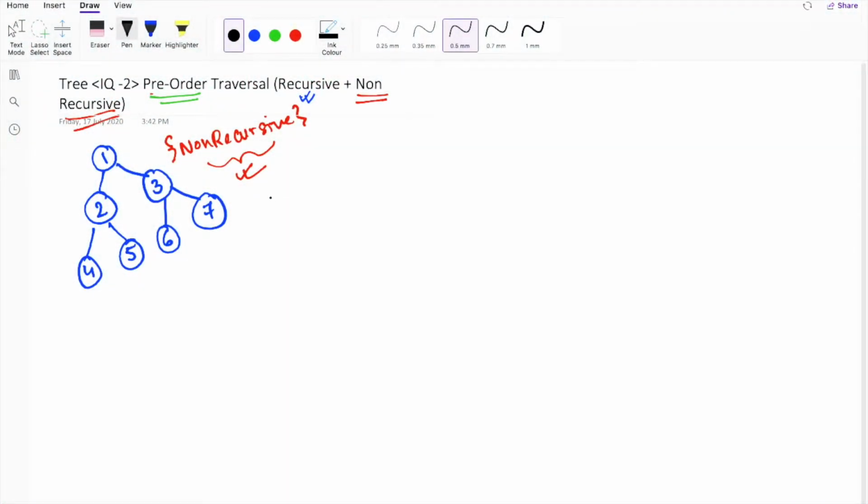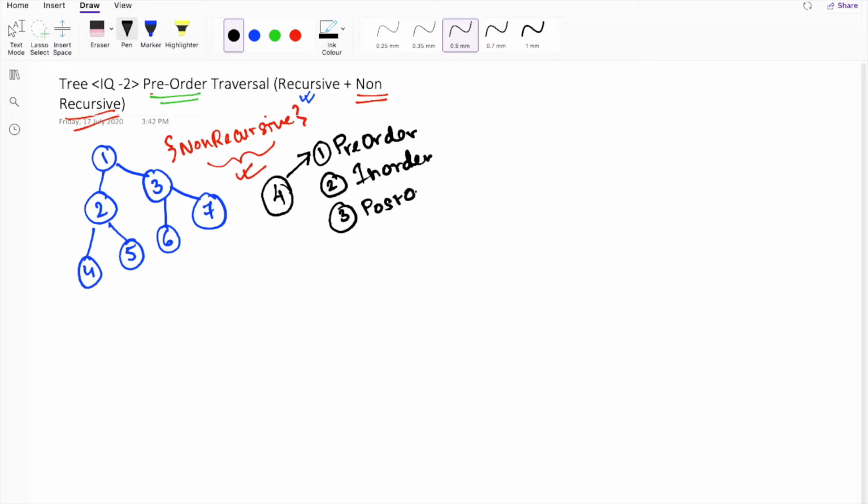In my last video, I already told you that there are four ways of traversing a binary tree. That is, number one, pre-order traversing; number two, in-order traversing; number three, post-order traversing; and number four, the level order traversing.